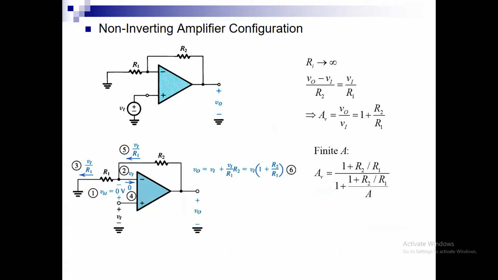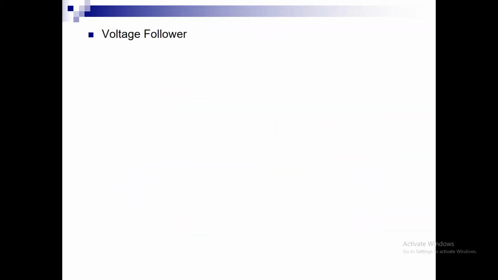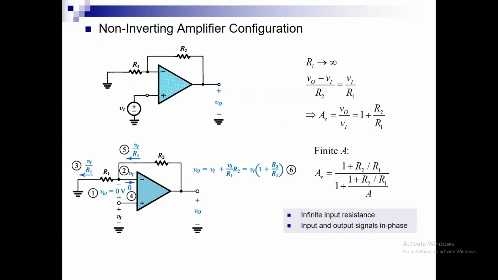Okay. Again, this has infinite input resistance, and the input and output signals are in phase. Now, what if I have this circuit and R2 goes to 0 and R1 tends to infinity? What happens to the gain here? This becomes 0, this becomes infinity, the gain becomes 1. If I make this a short and I open this one, then the gain becomes 1.